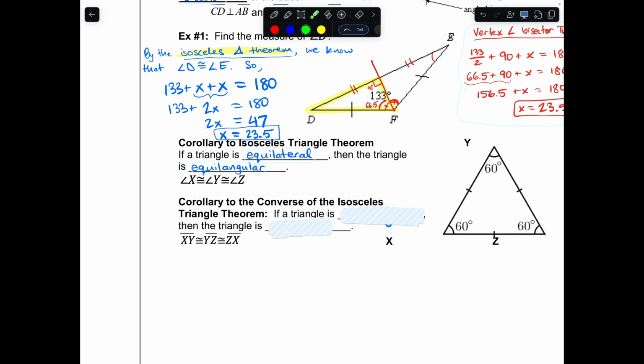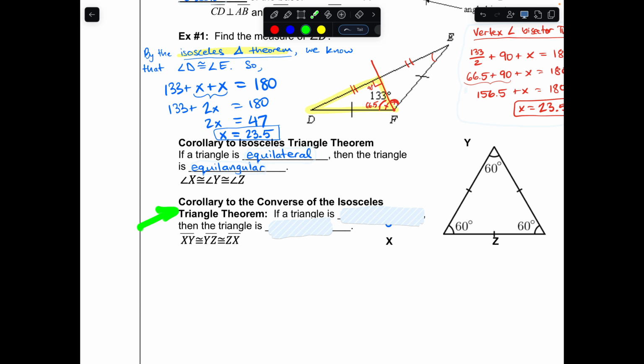The reason it's a corollary from the isosceles triangle theorem is that we know this is equilateral, but let's consider it to be isosceles. Then the isosceles triangle theorem says these angles are congruent. But we could think of it as an isosceles triangle this way, and then these two angles are congruent. And you end up with the result that all three angles have to be congruent.